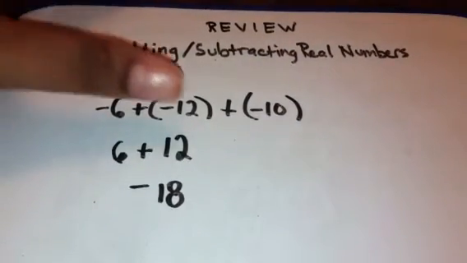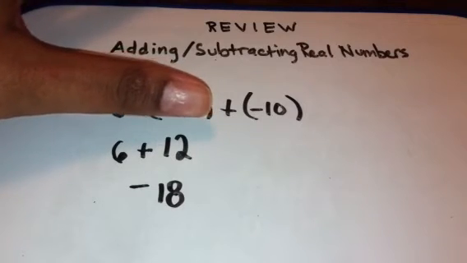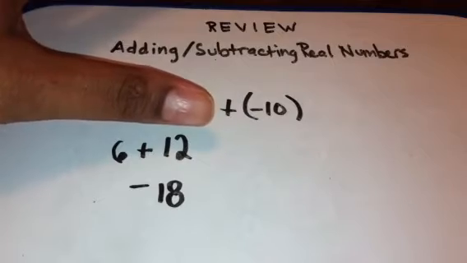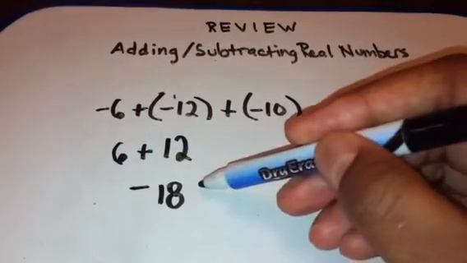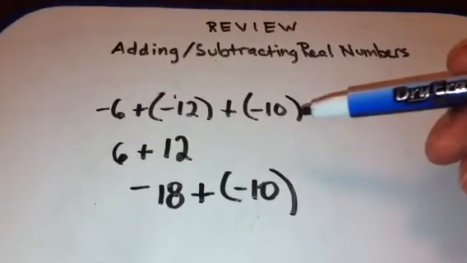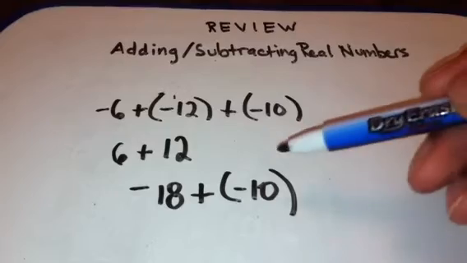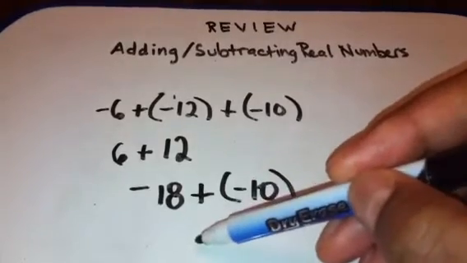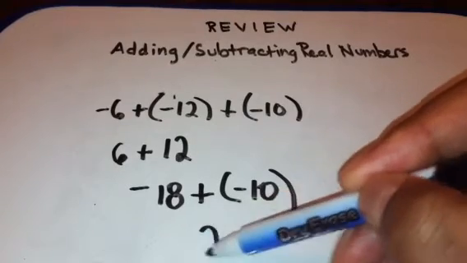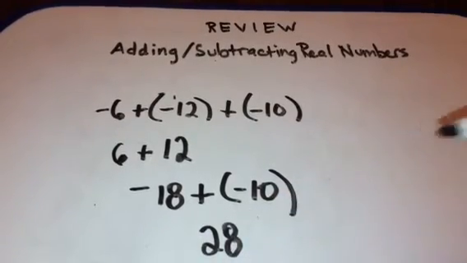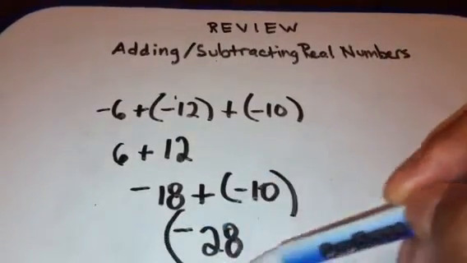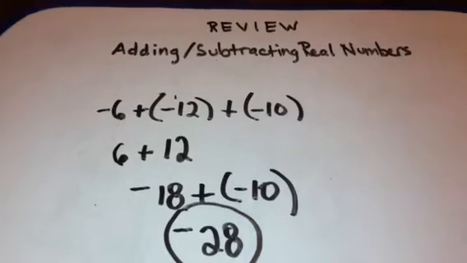As you can see, we still have one more term left. So we're going to take the -18, and after it we're going to put plus -10. And when you're adding and you have like signs, you just add the absolute values, which is going to be 18 plus 10, which is 28. And the common sign between both of the numbers is a negative sign. Our final answer is -28.